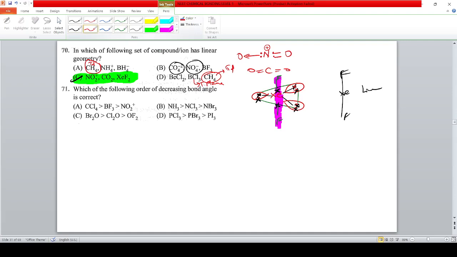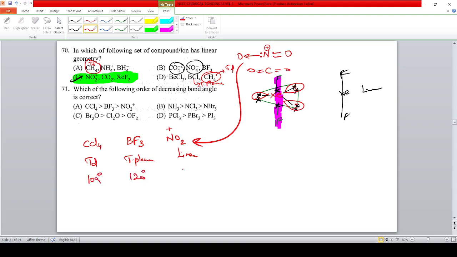Next. Question number 71. Which of the following order of decreasing bond angle is correct? So we have to think of the bond angles of CCl4, BF3 and NO2 plus. This is tetrahedral, this is trigonal planar and this is linear. Just now I told you, this is linear. Tetrahedral means 109 degree, trigonal planar means 120 degree, linear means 180 degree. So among the 3, the one having the greatest bond angle is this one. So the given order is wrong.